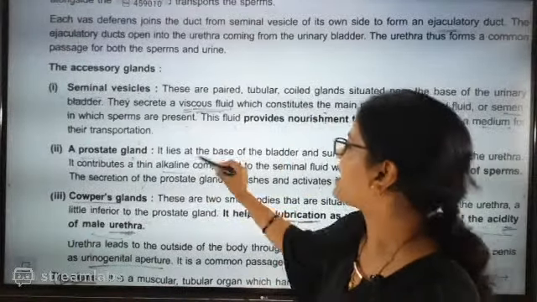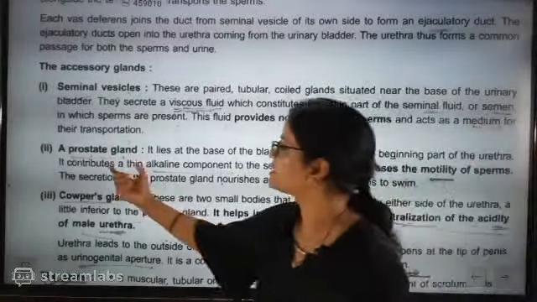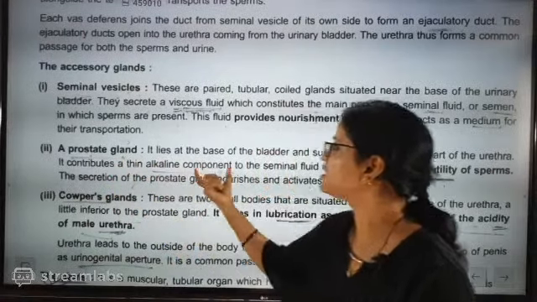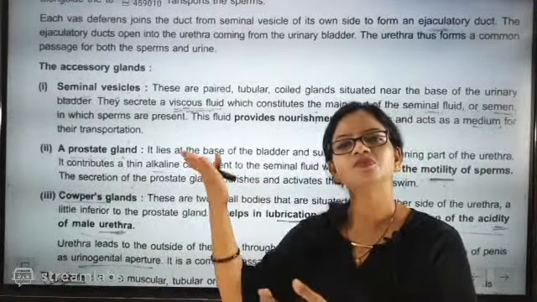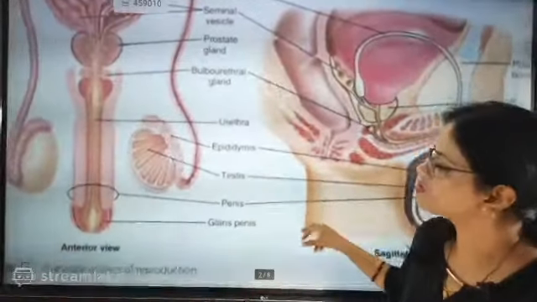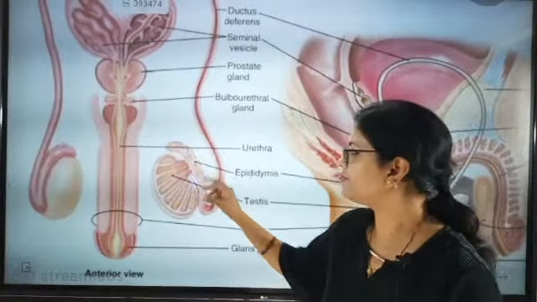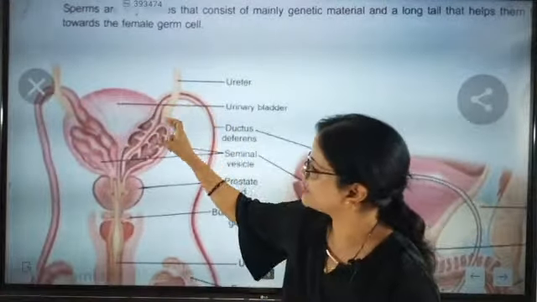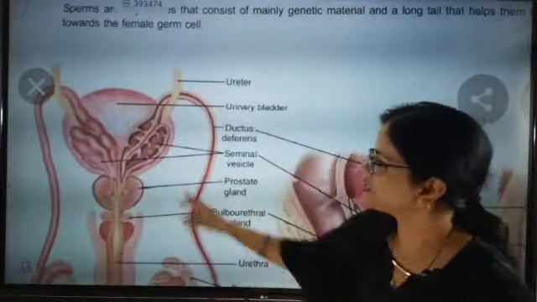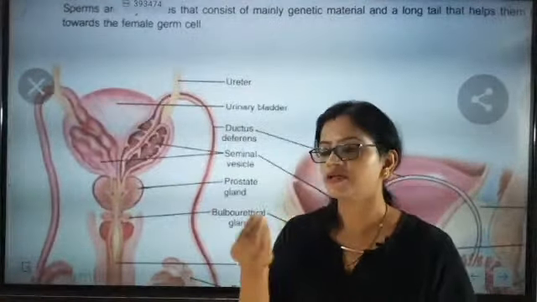The prostate gland lies at the base of the bladder and surrounds the beginning part of the urethra. It contributes a thin alkaline component to the seminal fluid. So till now, what have we understood? The testis produces sperms. Sperms are temporarily stored in the epididymis. The epididymis is connected to the vas deferens. The vas deferens brings the sperms to the seminal vesicle. The seminal vesicle secretes a viscous fluid.